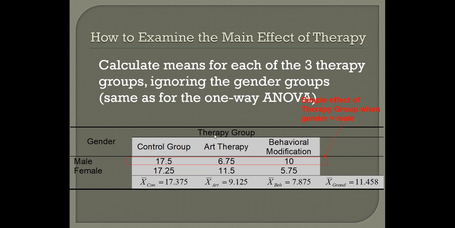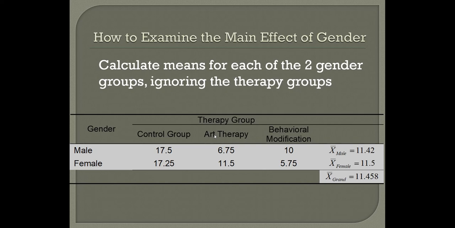What you see right now, boxed in red, is a simple effect of therapy group when gender is male, and here we see the simple effect of therapy group when gender is female. And here we see the marginal means for gender. The mean classroom disruptive behavior, ignoring therapy group, for males is 11.42, and for females is 11.5. Also, the grand mean tells us the overall mean, ignoring all conditions altogether: what is the mean for classroom disruptive behavior.